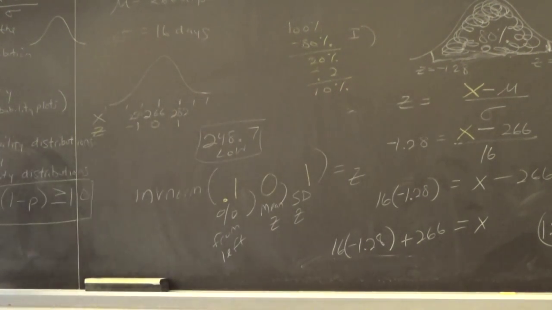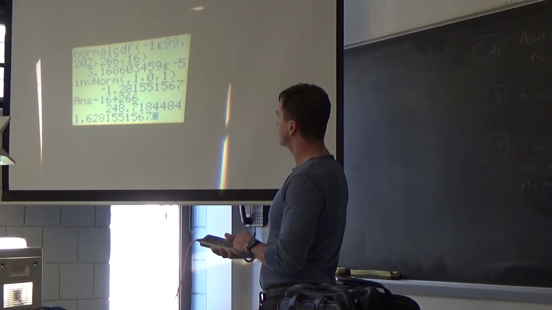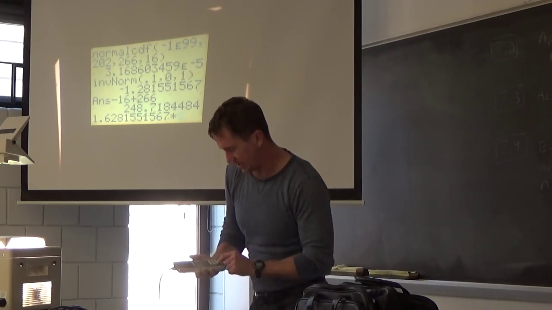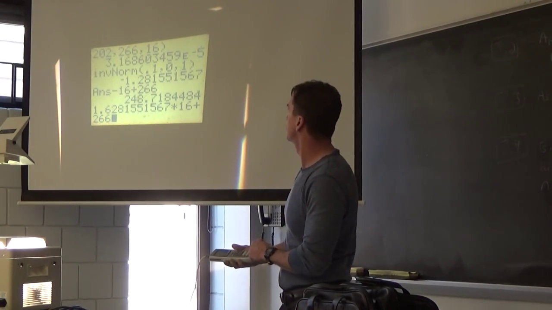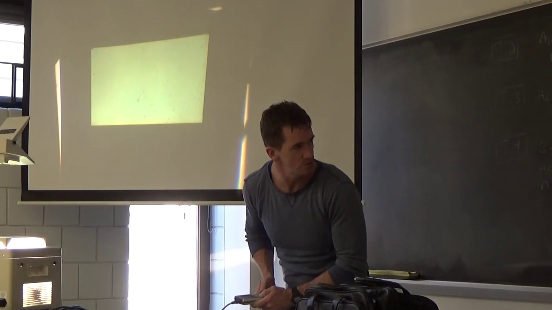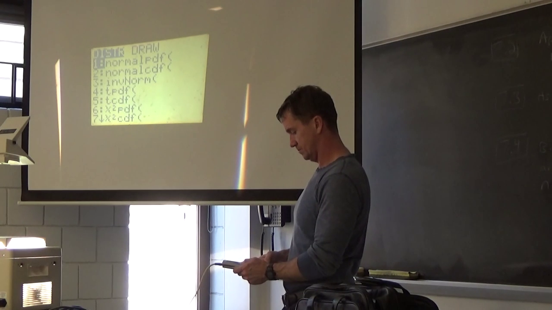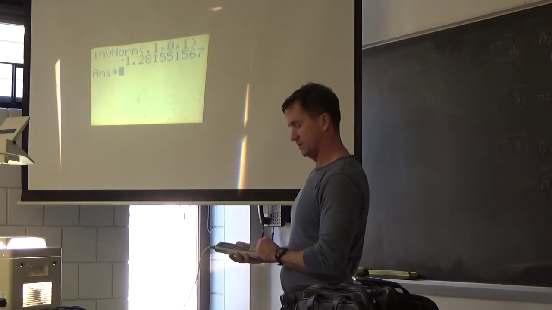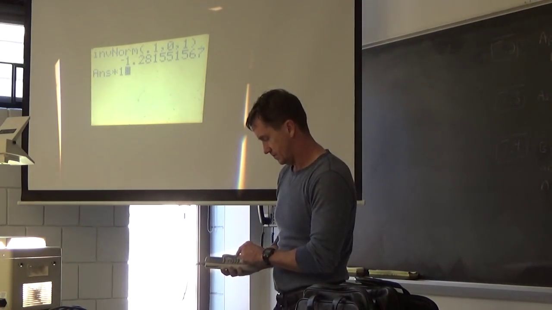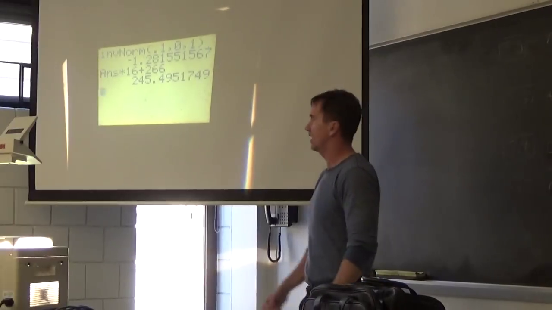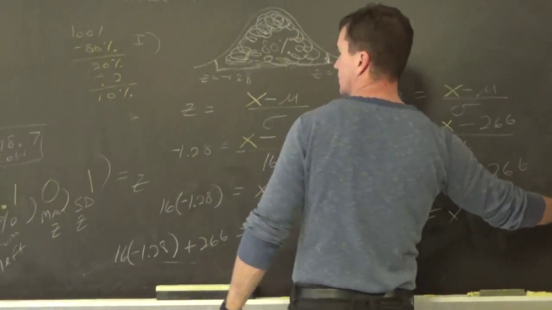I have to do 1.628155 times 16, and then I'm going to add the 266. And I get that. Let me do this again. What was the z-score? Second distribution, inverse norm, 0.1, comma 0, comma 1. And I multiply that by 16 and add 266. I apologize, when I typed it on the calculator I accidentally had a little negative there. That's the lower.